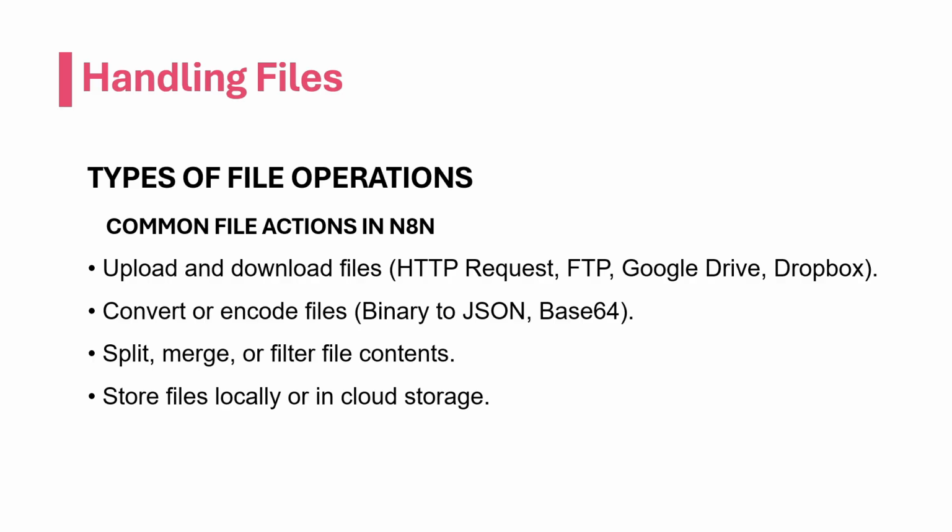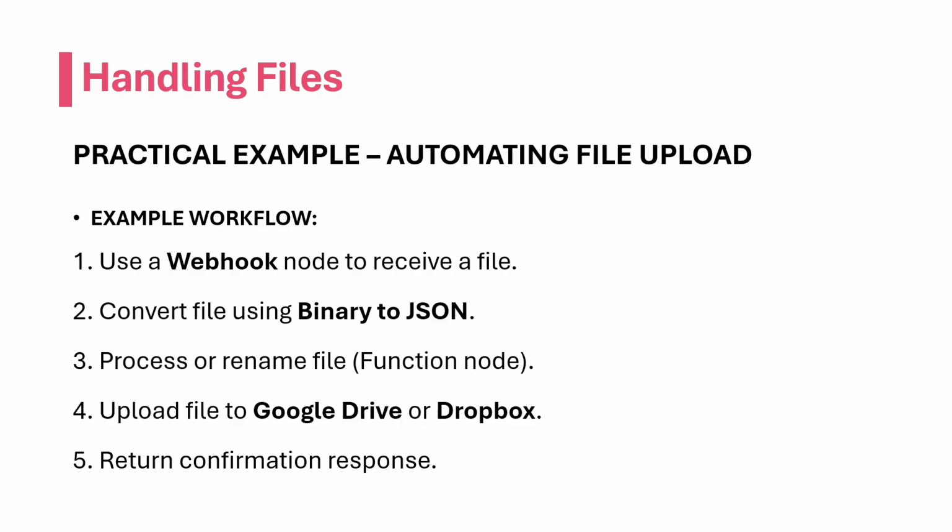to cloud storage. Then let's look at a simple but powerful use case: automating a file upload. So step one, you can start with a webhook node to receive an uploaded file from a form or API. Then you have to convert it from binary to JSON if you want to analyze or rename it. Then you can process it, or maybe change its name, filter contents, or add a timestamp. And then you can also upload it to Google Drive, Dropbox, or any preferred platform. You can even send a confirmation message or email automatically once the file is successfully uploaded.